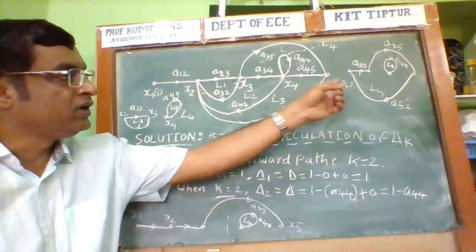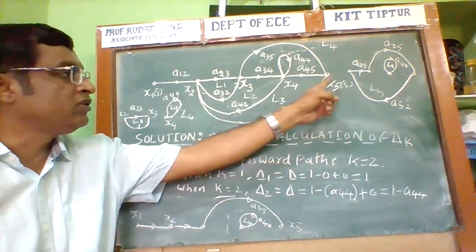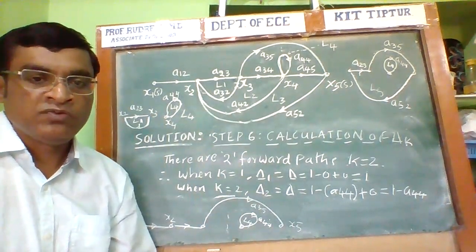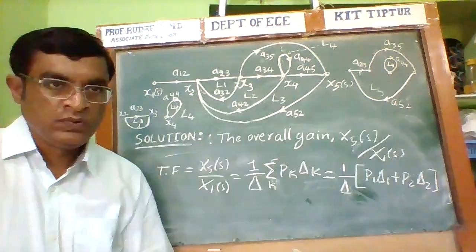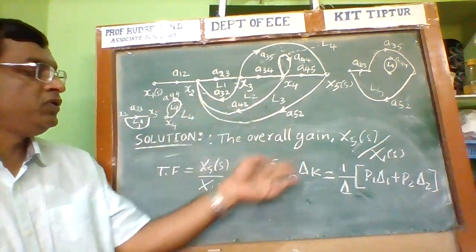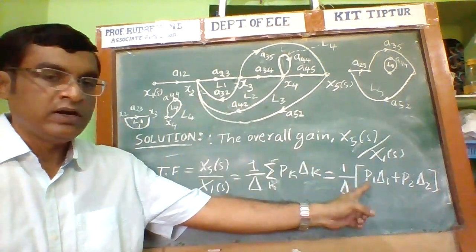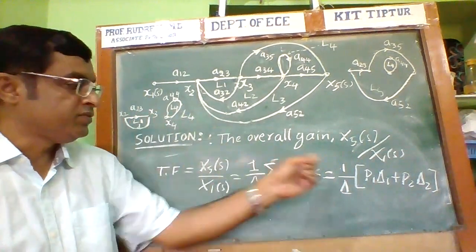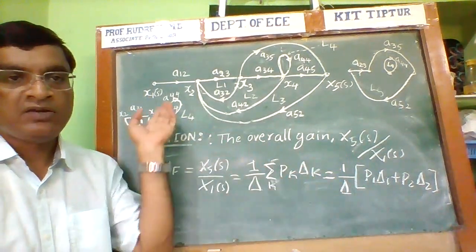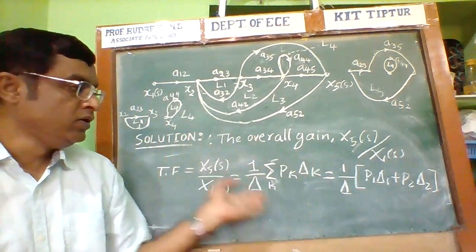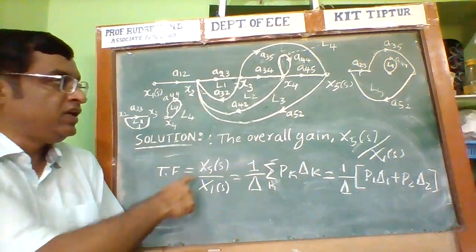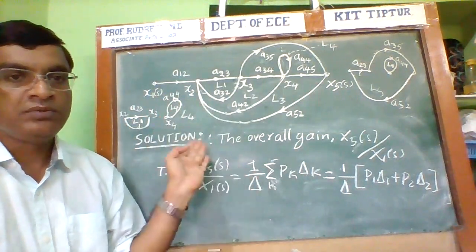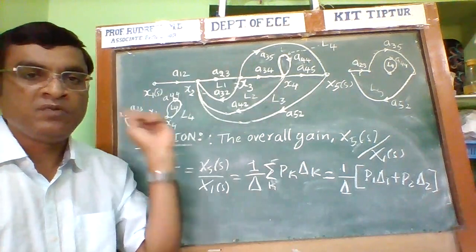In the next step, we go for calculating the overall gain x5 of s divided by x1 of s. In the last step, we go for substituting all the values. We have calculated P1, P2, delta 1, delta 2, and delta. If I substitute the various values calculated from step 1 to step 7, then it gives the overall gain, or overall transfer function, of the given system represented in the form of a signal flow graph.